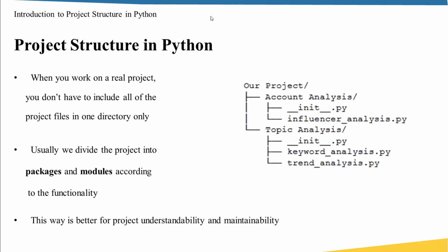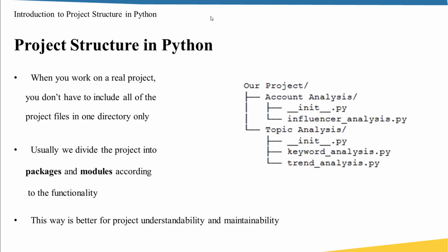This picture here shows a simplified project structure of one of the projects that I worked on before. The project was about data analysis of data collected from the Twitter website. As you see here, the project starts from our project directory. Then we have multiple folders like count analysis and topic analysis. And within these folders, we have Python files, as you see here, influencer analysis, for example, and keyword analysis. When we structure this project, we make one package for each data collection and analysis scenario. And within this folder or package, we include all the code that is related to this scenario.